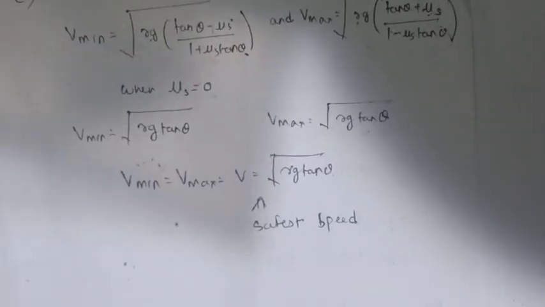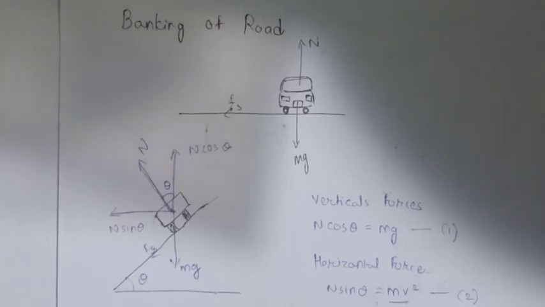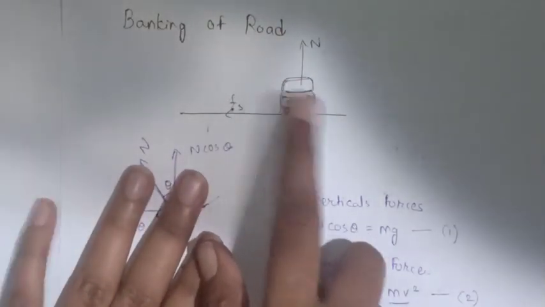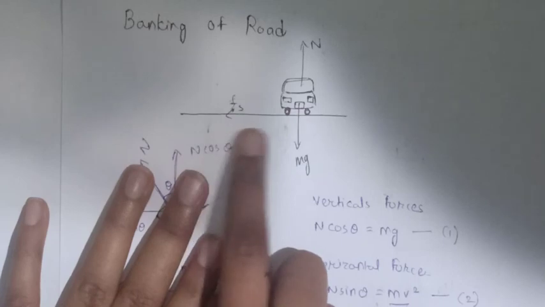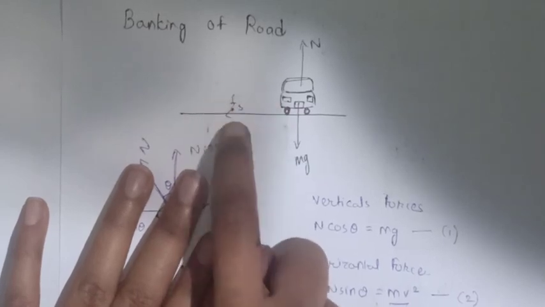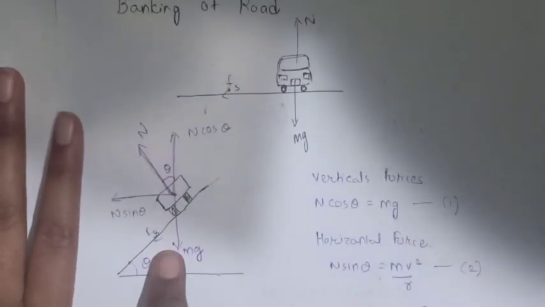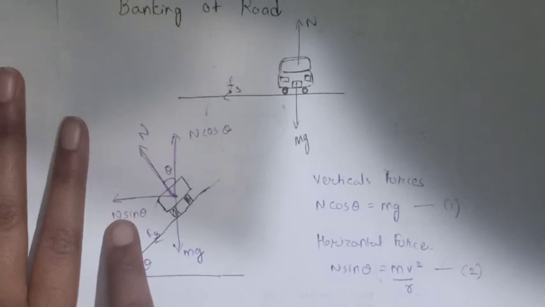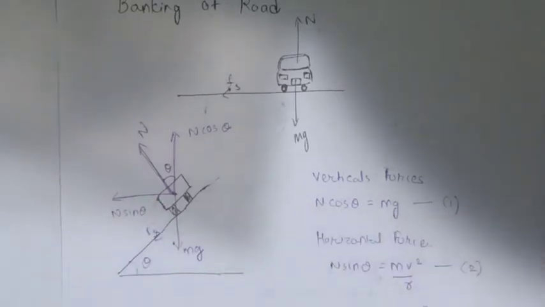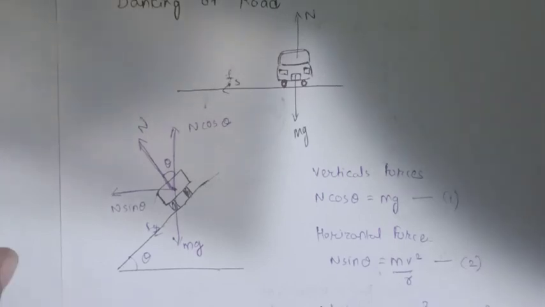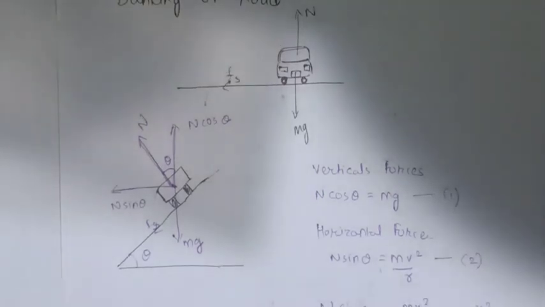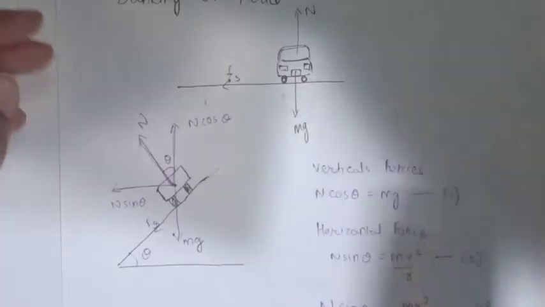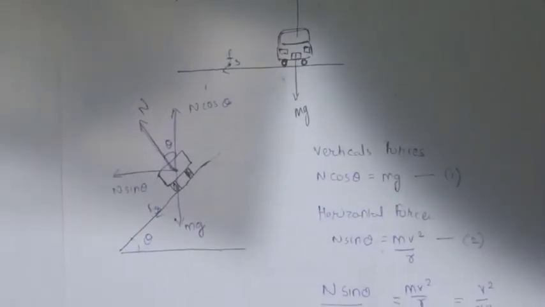Just practice it. What we have to remember is that on a horizontal curved road, the centripetal force is provided by frictional force, and in the case of a banked road, the centripetal force is provided by the horizontal component of N sin theta, the horizontal component of the normal reaction. That's it, that's what we have to remember. Then you have to solve the vertical and horizontal components. Okay, all the best.